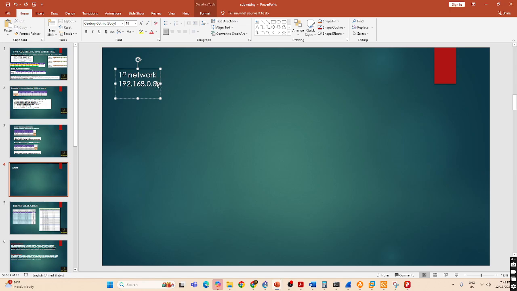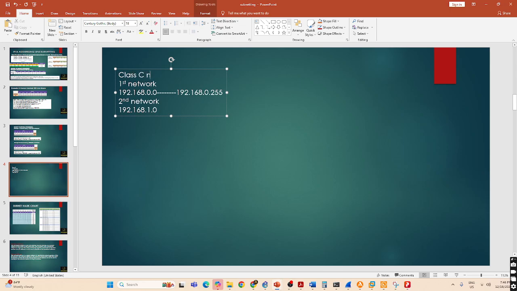And the second network is... no, I'm talking about the first network. The range of the first network is 192.168.0.0 to 192.168.0.255. Yes, 255. This is a class C network, simple.